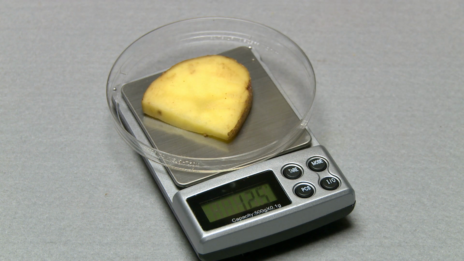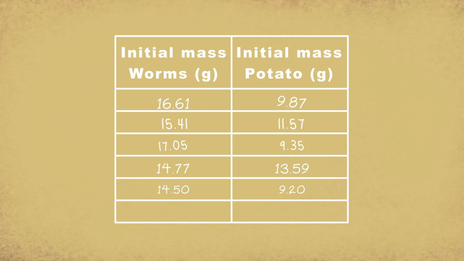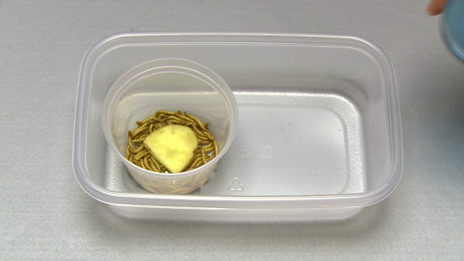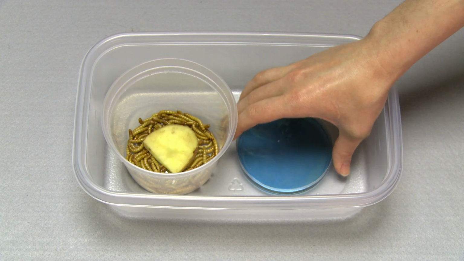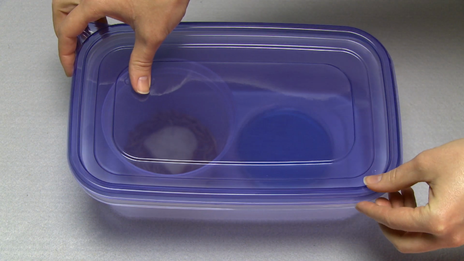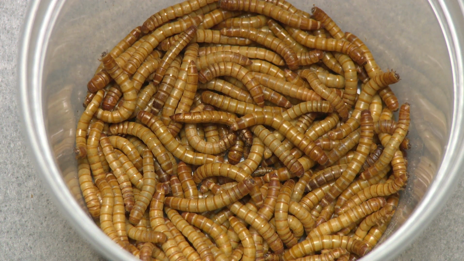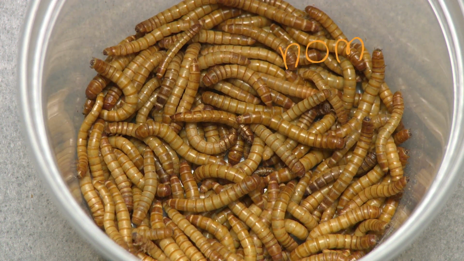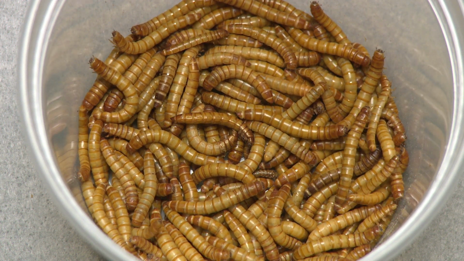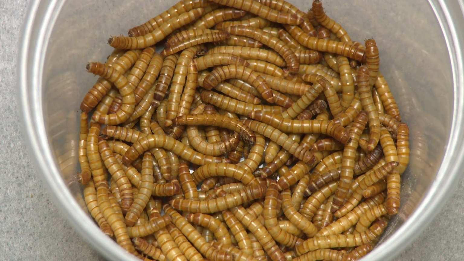Well-balanced mealworms. Here's a sample chart from another classroom with starting mass data. Our potato started out at 12.5 grams, and the mealworm started at 15.4 grams. And we're putting in our dish of BTB to detect any changes in the concentration of CO2. Our starting color is blue, and we'll need to mark that on our data chart. These little guys will grow up to be beetles someday. They need to chow down and put on some pounds. Maybe not quite pounds, but we'll see.